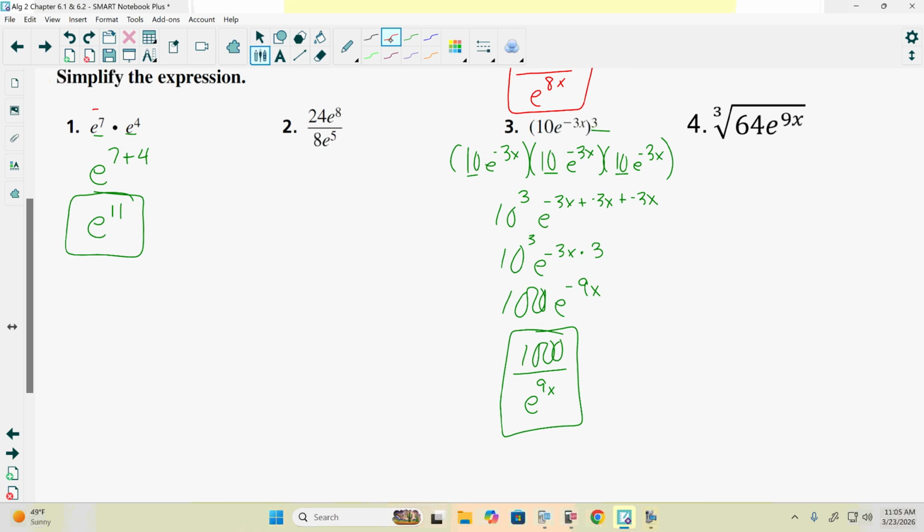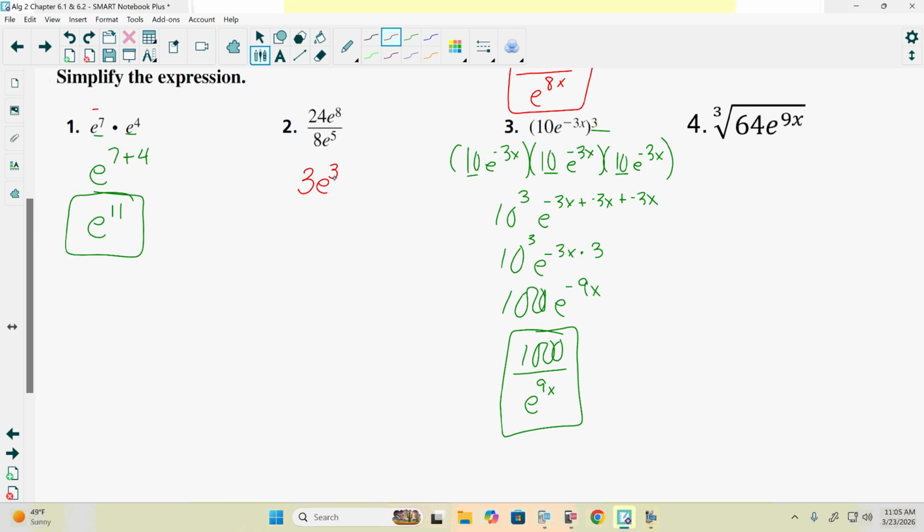Okay, so you do 24 divided by 8, that's 3. Then you put your e. What do I do with the 8 and the 5? So 24 over 8 is indeed 3. When we divide like bases, we subtract the exponents. So 8 minus 5 times e to the third power. Because it is bigger, we have more e's on top, so it's going to stay on top. If the e to the 5th had been on top and e to the 8th on bottom, it would go on the bottom of the fraction.